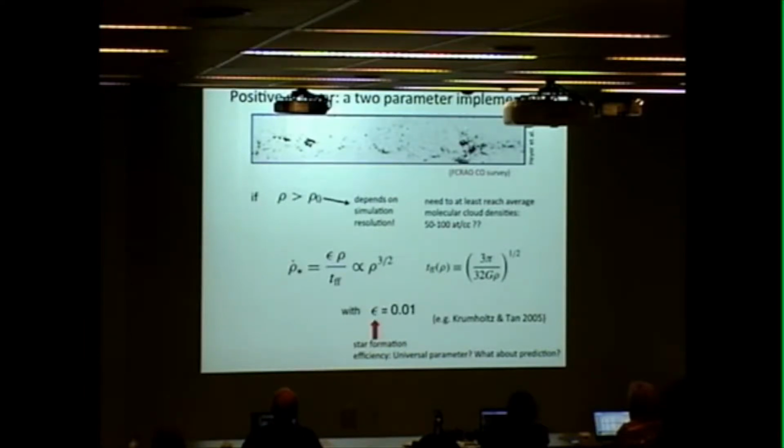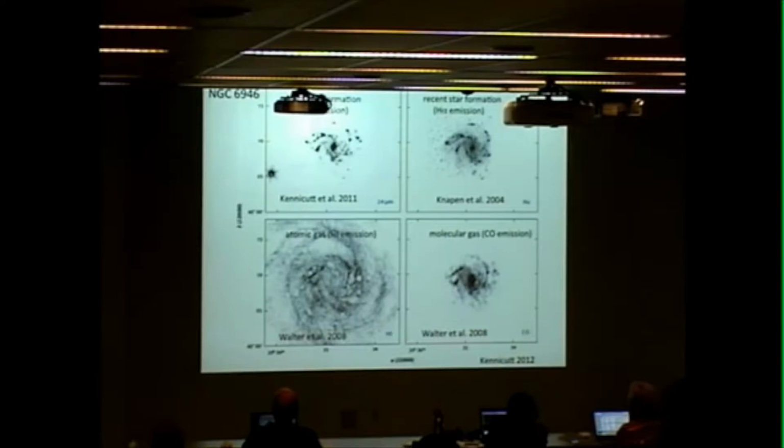So why would you need to reach, let me just briefly mention, why would you need to reach average molecular cloud densities? Well, you can look at these nice observations here of gas and star formation in different tracers. And what you see, if you look at the, oh, there's a pointer here.